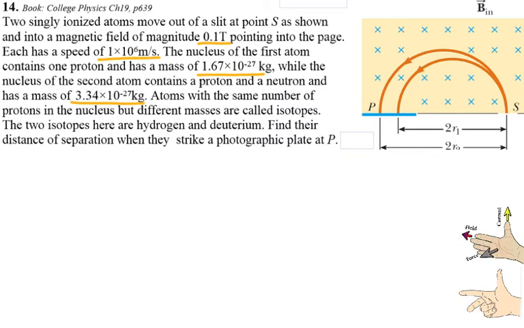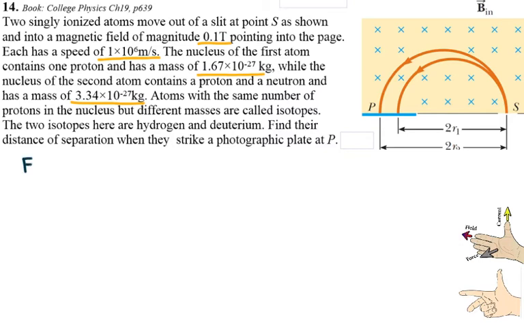And atoms with the same number of protons in the nucleus but different masses are called isotopes. So the two isotopes here are hydrogen and deuterium. Find their distance of separation when they strike a photographic plate P. So we need to calculate the radius of each, and from the radius we will know the diameter. And when we know the diameter of one and the diameter of the other one, we can figure out how far apart they will land.